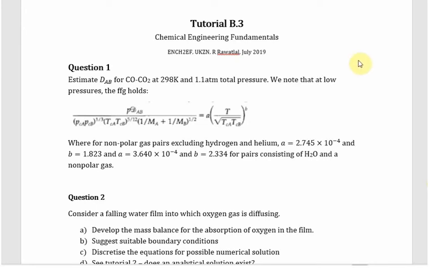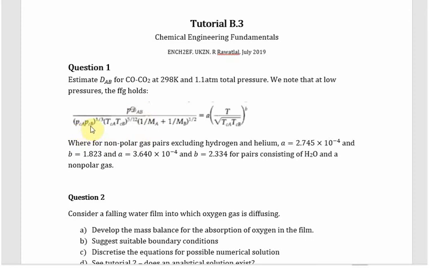So in this tutorial, this is the first question. We have to estimate the diffusivity for a carbon monoxide and a carbon dioxide system. We are given the temperature and pressure at which we wish to determine the diffusivity, and we are simply given this relationship. If we look at this relationship, you can see the pressure of the system listed, the diffusivity, so this is the thing we are trying to calculate.